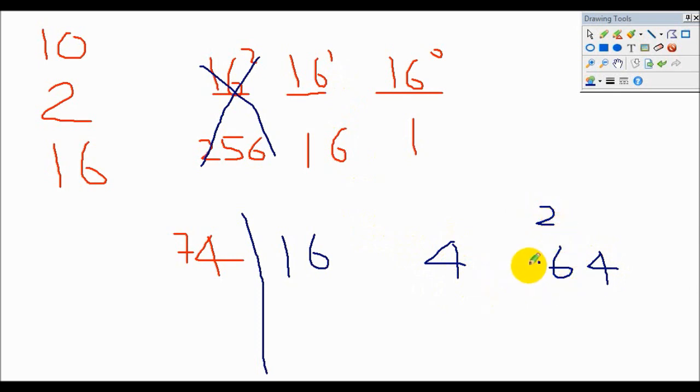Oh yeah, so it is 4. So 4 16s: 4 times 6 is 24, 4 times 1 is 4, so 64. Okay, what are we left with? We're left with 10. In the hexadecimal system, 10 is a single digit, and it's simply represented by the letter A. So how do we annotate 74, a decimal number, as a hexadecimal number? Very simple. There are 4 16s in 74 and a single 10. So it's 4A.